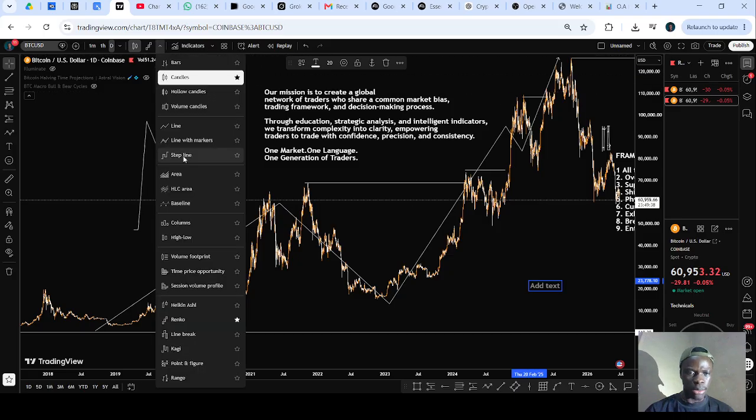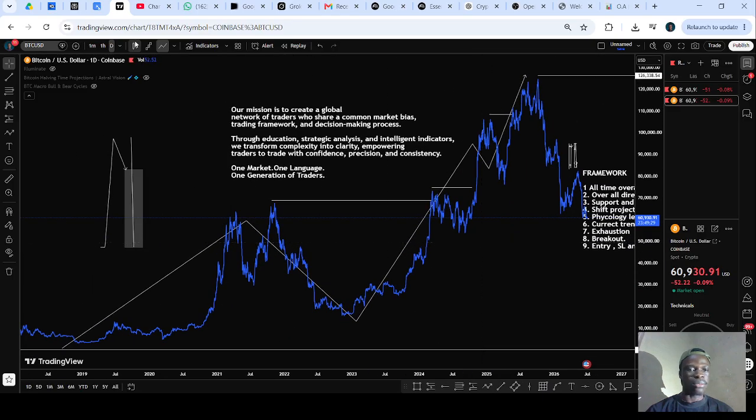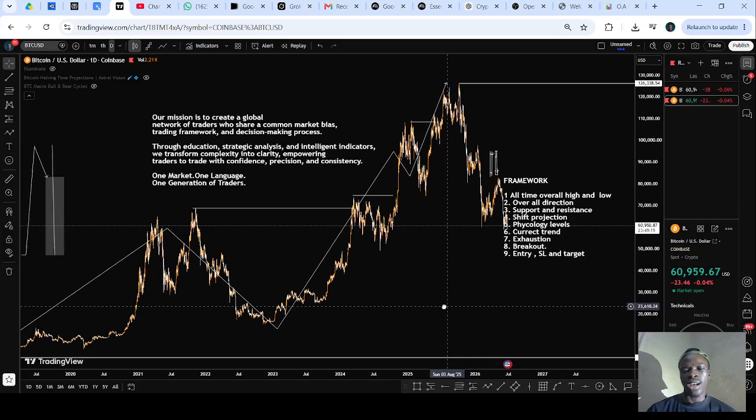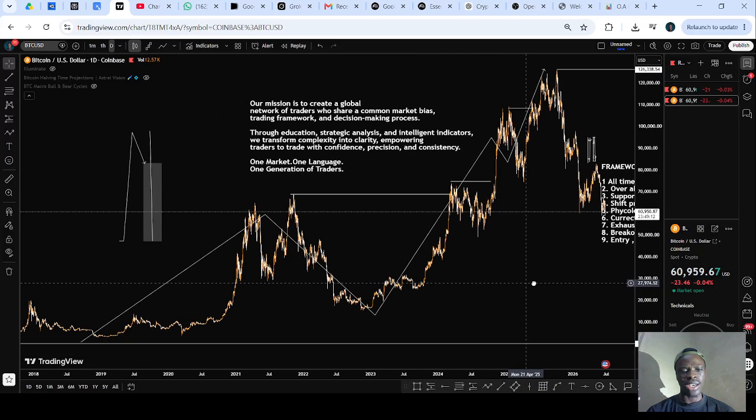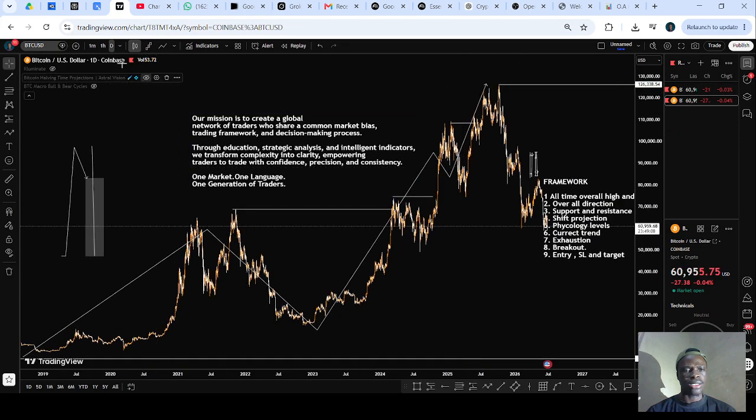Now let me just go to line charts. You can see this is what we have had so far. So we have been bullish. On the higher time frame, we have been bullish. So that is how I use all-time highs and lows to get the bigger picture on BTC USD on the daily time frame.